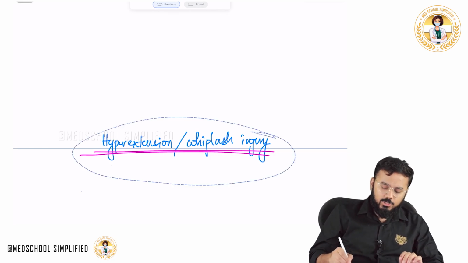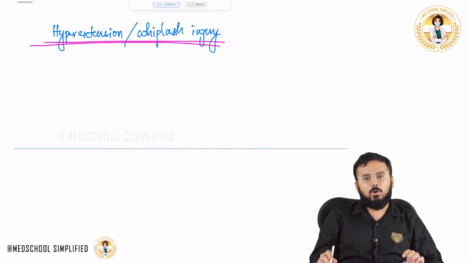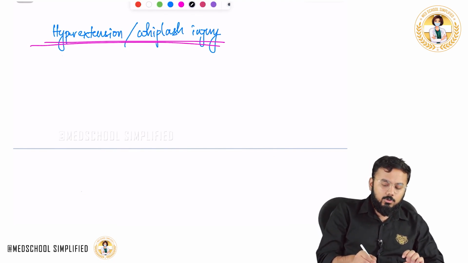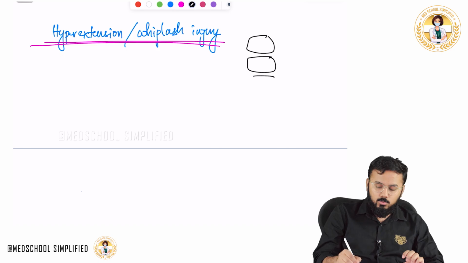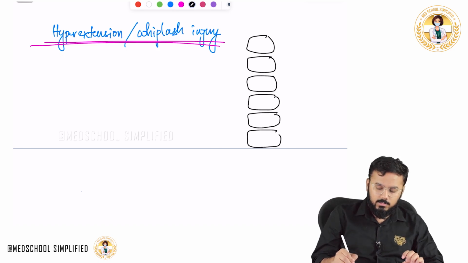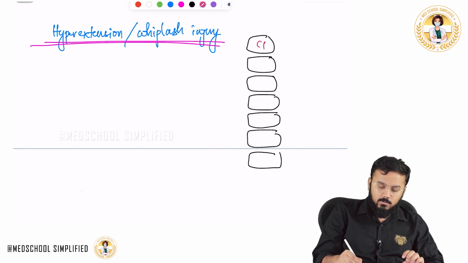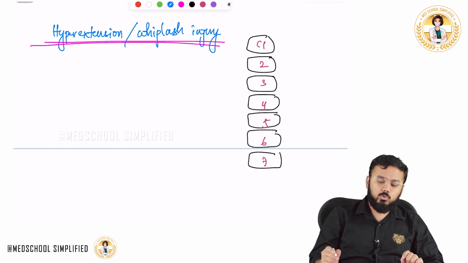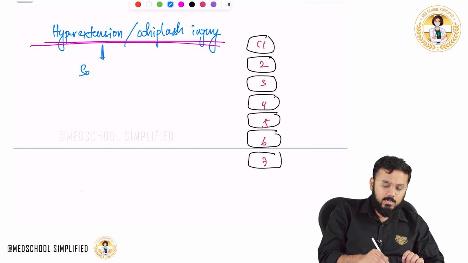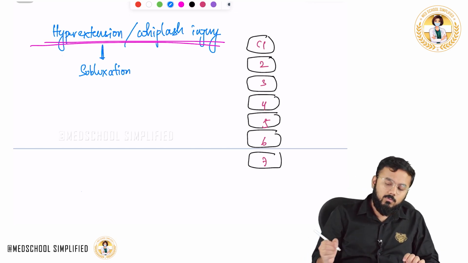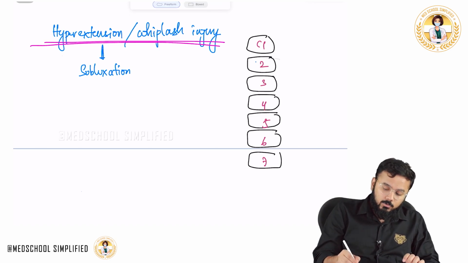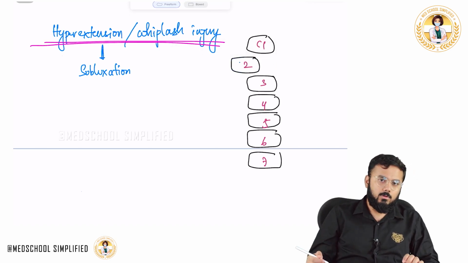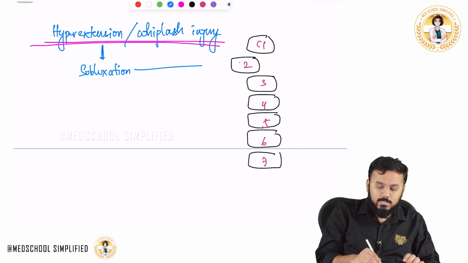So regarding this whiplash injury or the hyperextension injury, what will happen is that usually you have got, let us say, C1, C2, C3, C4, C5, C6, C7. So what is happening here is that fractures are less common, but the worst thing that can happen is subluxation. What is subluxation? Subluxation means dislocation. Okay, so what will happen over here is that this particular C2 vertebra will move forward. Okay, so you see it has moved forward, which means there is subluxation.